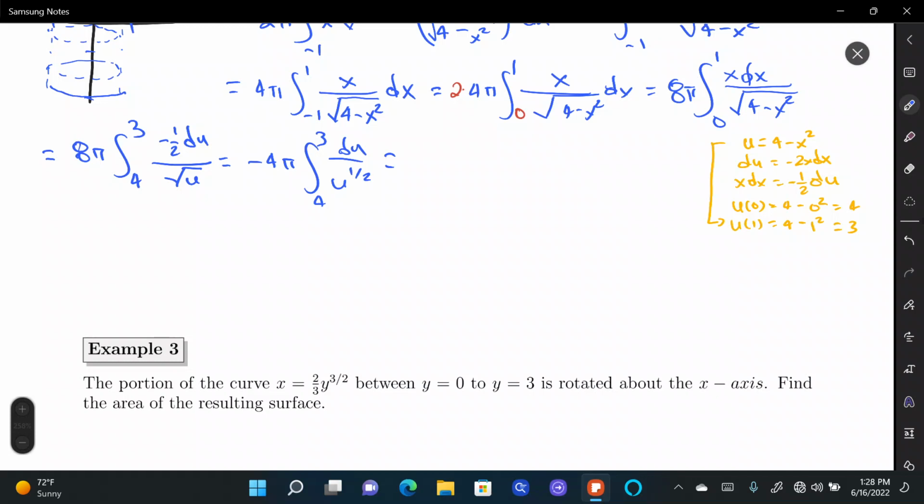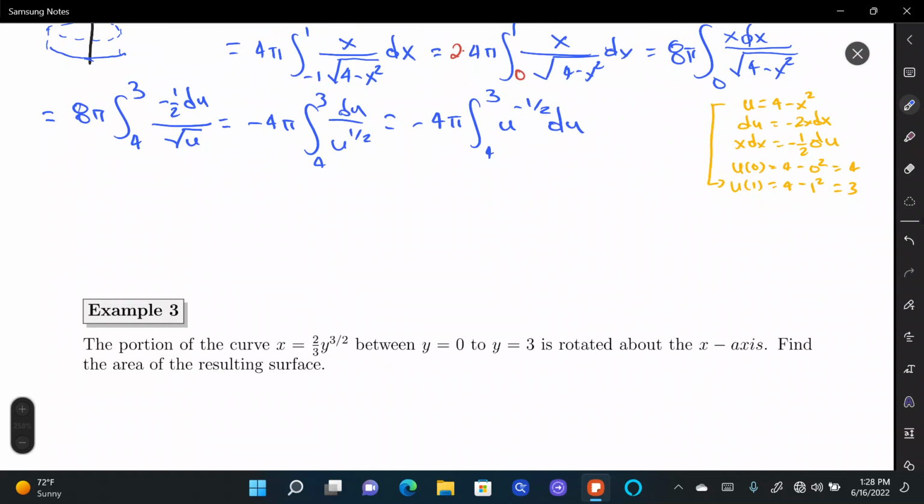Of course, we cannot integrate while the u is in the denominator. We need to move it to the numerator with a negative exponent, and just use the general power rule to integrate. So add 1 to the exponent and divide by the new exponent: negative 1/2 plus 1 equals 1/2. Evaluate it from 4 to 3. Well, dividing by 1/2 is the same as multiplying by 2. So that multiplication by 2 is going to go with the negative 4 pi, giving us a negative 8 pi.